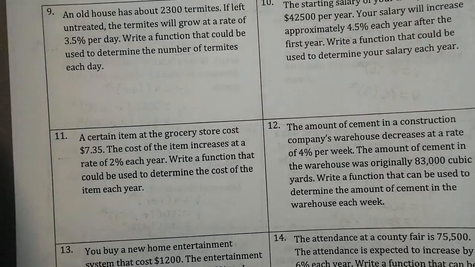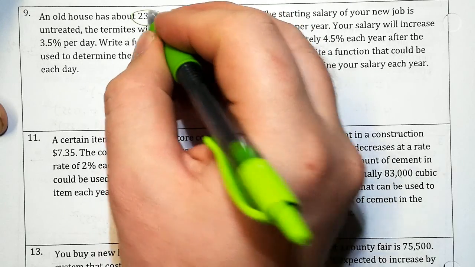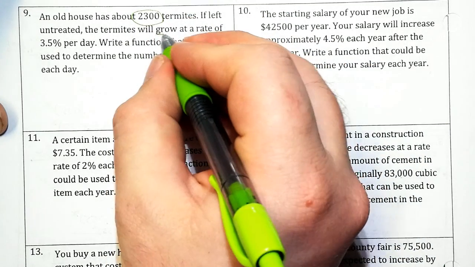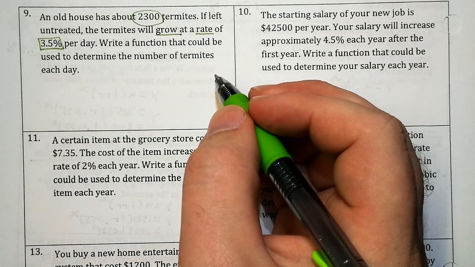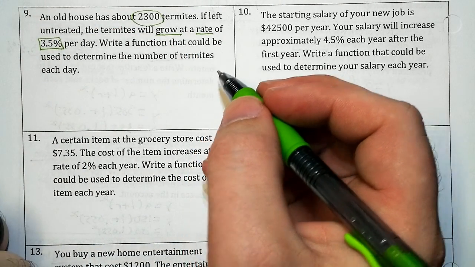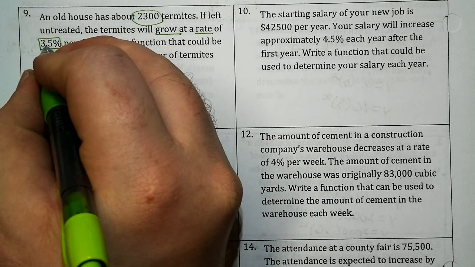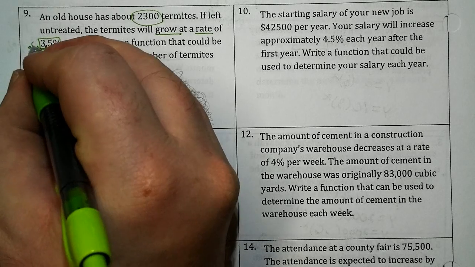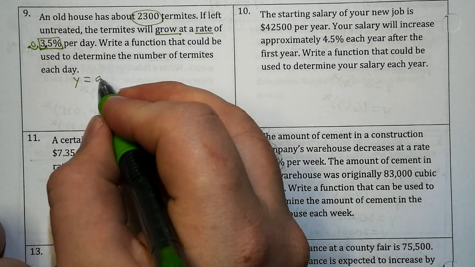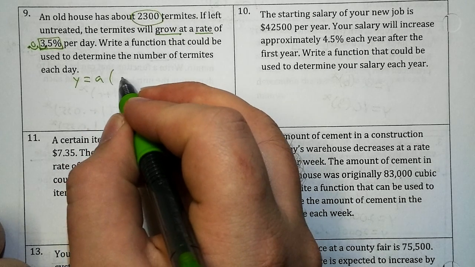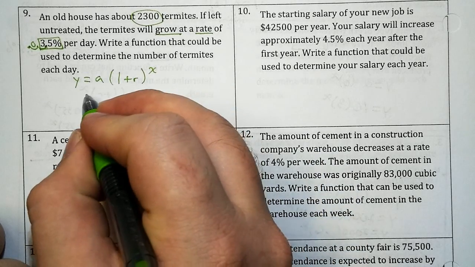So number 9 says, an old house has about 2,300 termites. If untreated, the termites will grow at a rate of 3.5% per day. Write a function to determine the number of termites each day. Well, change your rate from a percent into a decimal. Ready? 1, 2. And this is a growth, which means we're using our growth equation, which is y equals a times 1 plus the rate raised to the x.